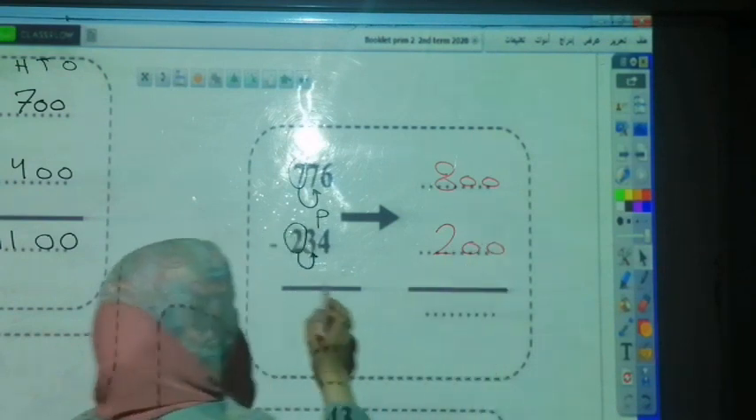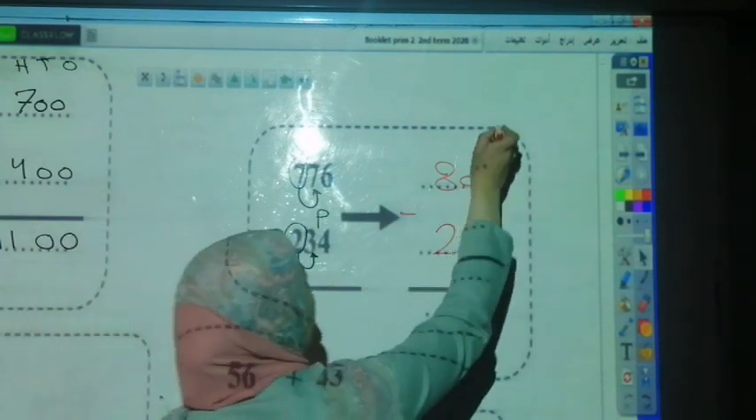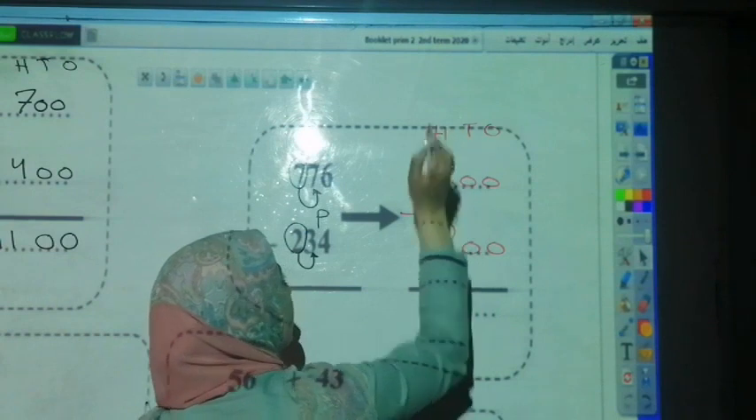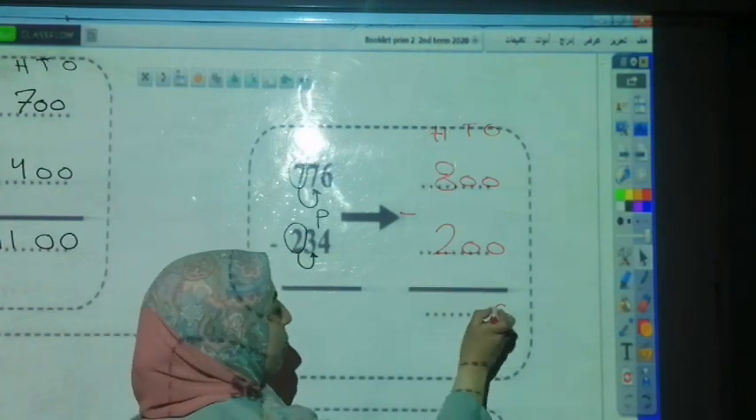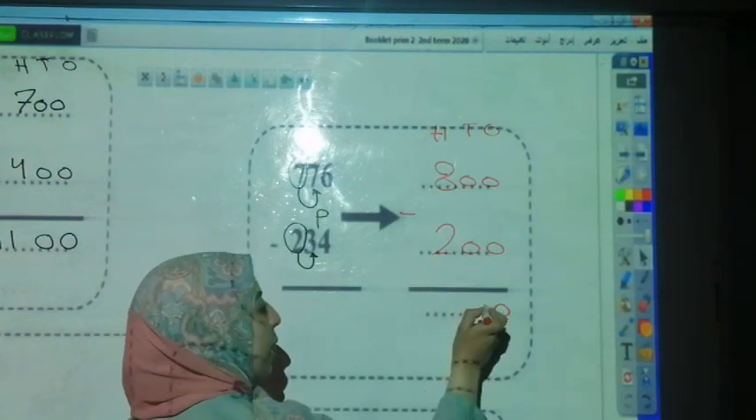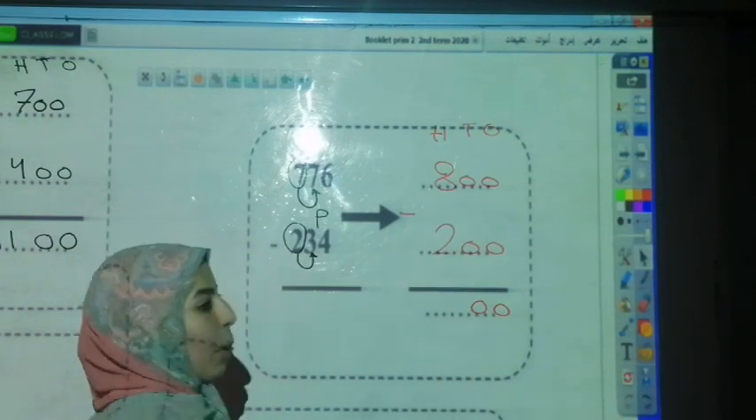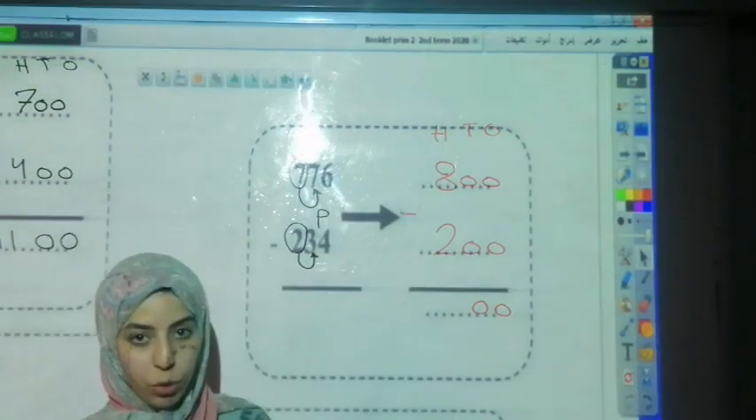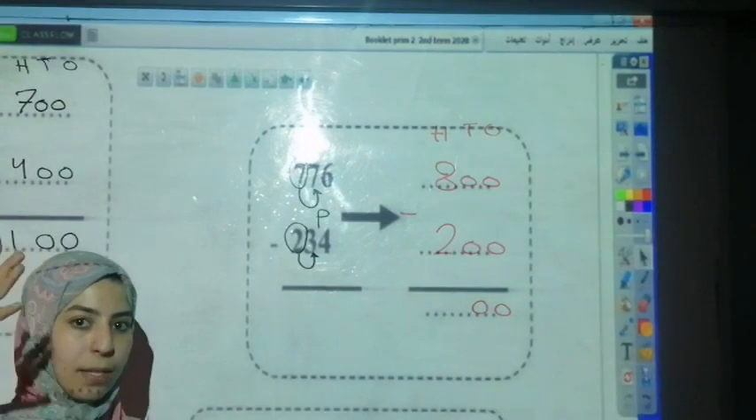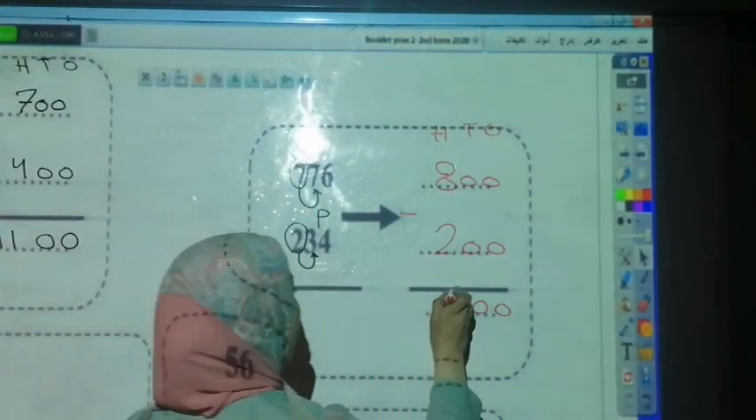And now I will do my subtraction operation. Ones, tens, hundreds. 0 minus 0 equals 0. 0 minus 0 equals 0. 8 minus 2. I will count from 2 to reach 8. After 2, 3, 4, 5, 6, 7, 8. 600.